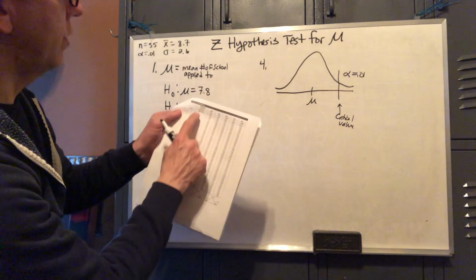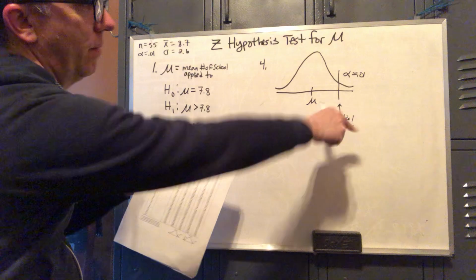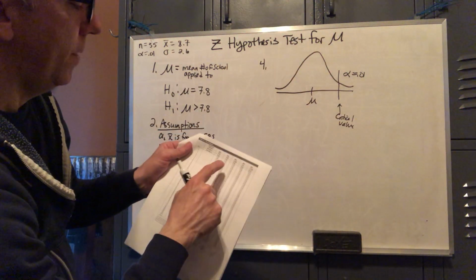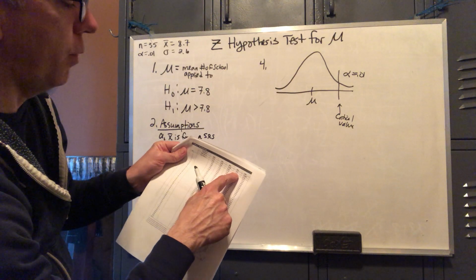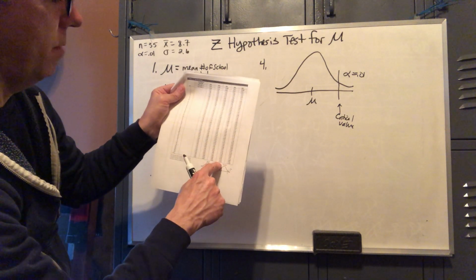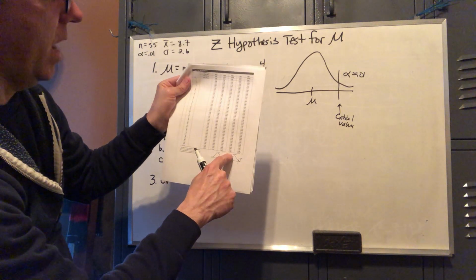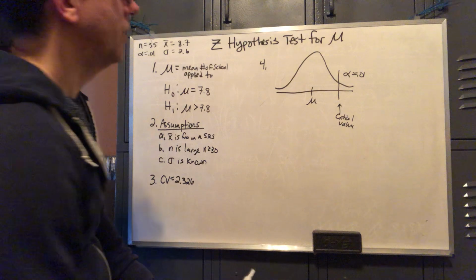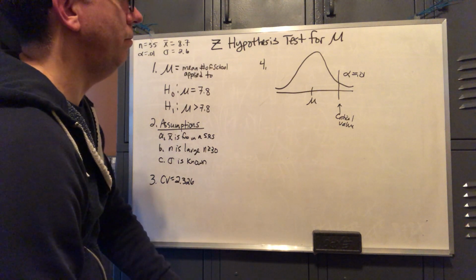2.326. So I looked at one tail. It's not split, right? I don't have it in 2 parts. I just have a greater than. It's on the right side. And I look at 0.01, because that's the alpha. And I go all the way to the bottom, and I get 2.326. All right, so that's my critical value. Are you okay with that?